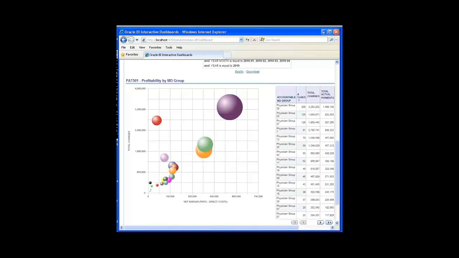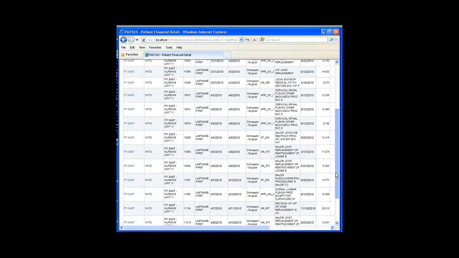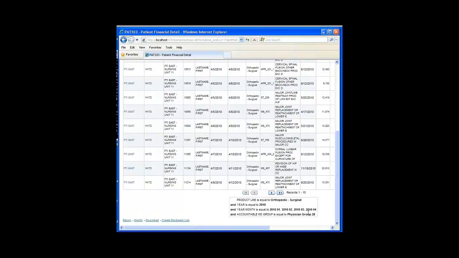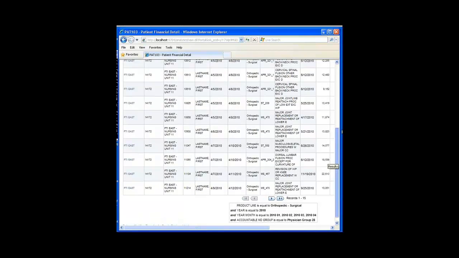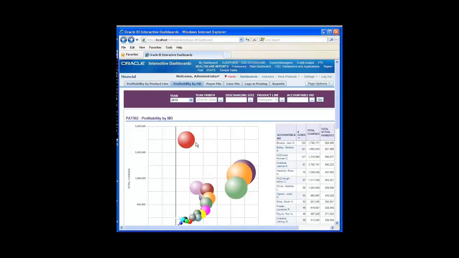So that's sort of what we're doing on this particular page. And naturally, again, we have the ability to drill down to the detail below that. So that one bubble represented physician group 28. I click the bubble, and now I can see the individual cases that comprise that one bubble that was on the prior screen there.